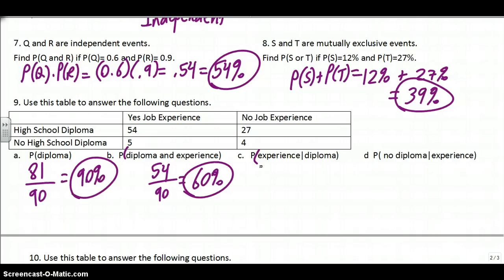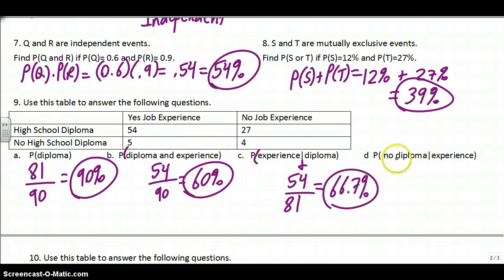Okay, these are where these get fun. Probability of experience given diploma. First things first. Let's look for the probability of having experience and diploma. How many people have experience and the diploma? Well, that would be this right here, 54. Out of the entire number of people that have diploma, okay? Remember I told you in class, what's after this bar is what goes on bottom. How many total people have a diploma? Well, again, add up these numbers. 54 plus 27 is 81. So basically, out of the 81 people who have a diploma, 54 have experience. So that'll be 66.7%.